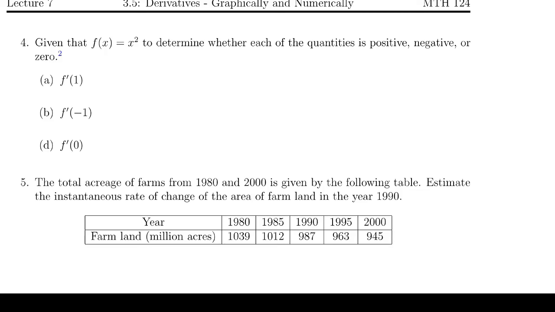So probably the quickest way to do this would be to plot the function x squared and then look at the corresponding tangent lines, the slopes of those tangent lines at these different values of x. So go ahead and try that and I'll provide the answer.